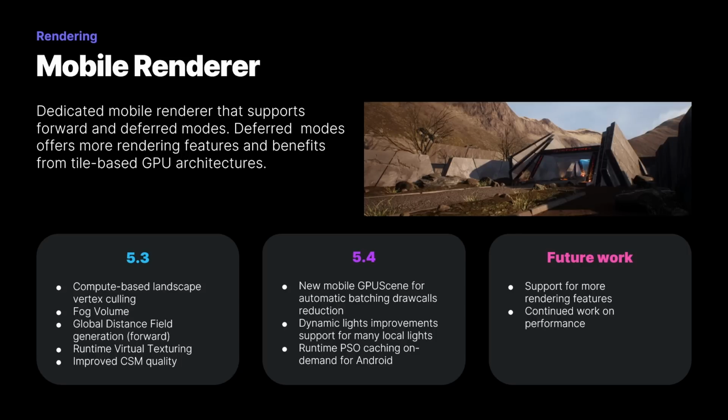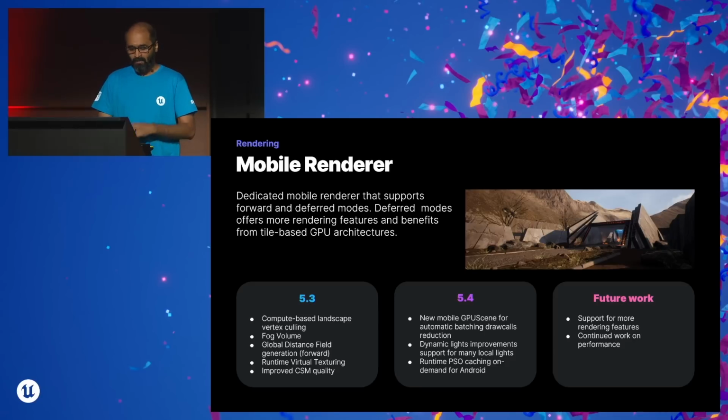With 5.3, we added compute-based landscape vertex culling. There's also a fog volume that we added. There's also global distance field generation for only forward shading. We also added support for runtime virtual texturing, especially if you're interested in landscape and open worlds. And of course, improved CSM quality so that your shadows look a lot better.